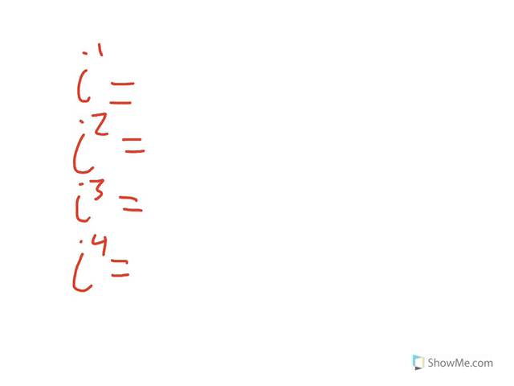So i, i squared, i cubed, and i to the 4th power are all equal to different things. i to the first is just equal to i. i squared is equal to -1. i to the third is equal to -i. And then i to the fourth is equal to 1.